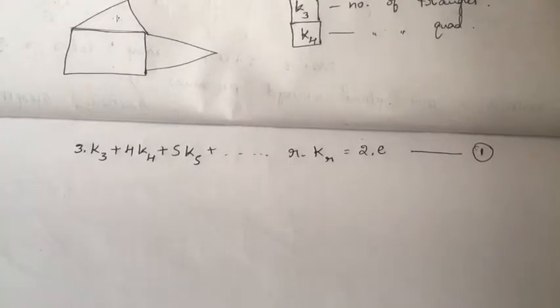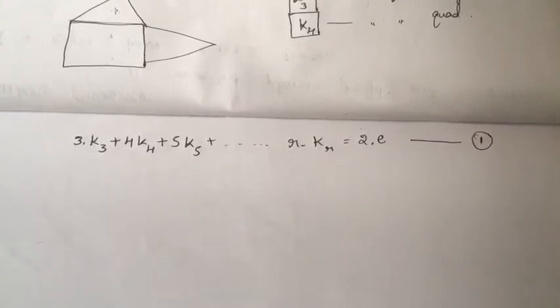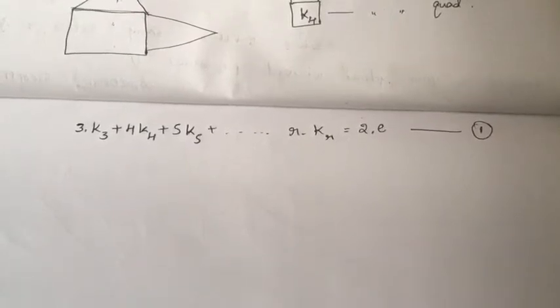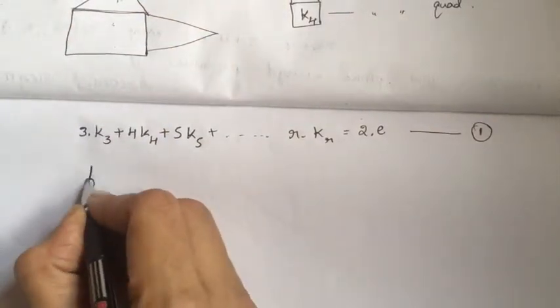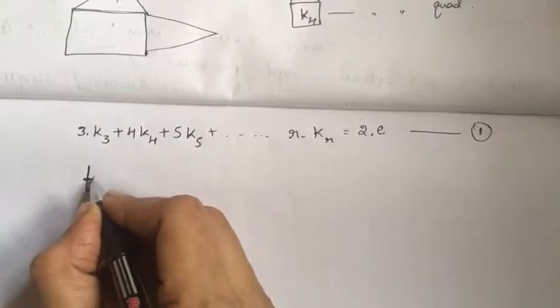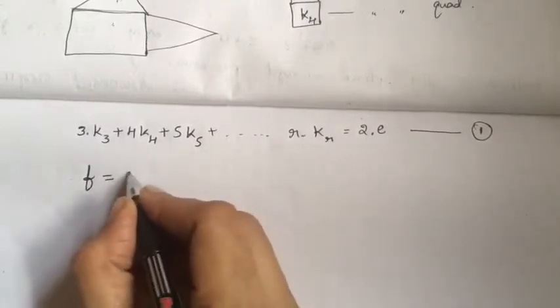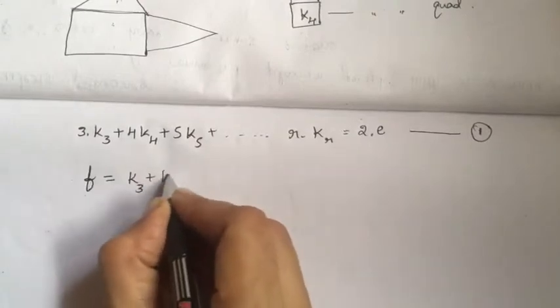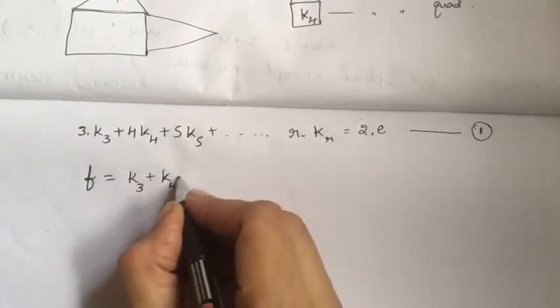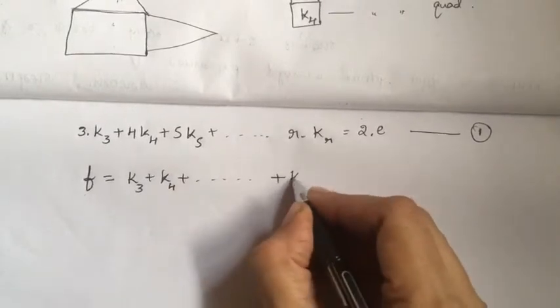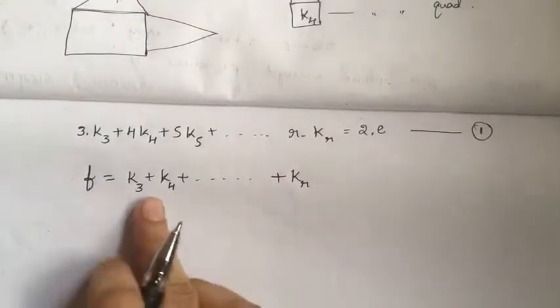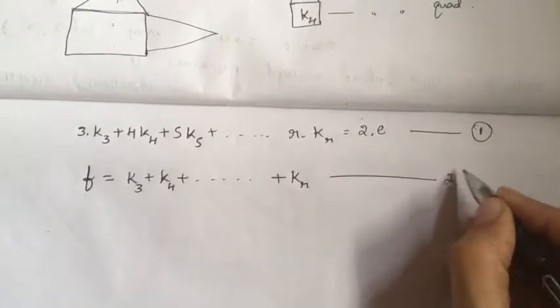Now I also know that each polygon is a region. Adding these polygons, it will create the total number of regions, and that is nothing but f. It's the sum of triangles, sum of quadrilaterals, and so on up to r-sided polygons. So k3 plus k4 and so on up to kr gives me the total number of regions in my graph, and I'm calling this equation 2.